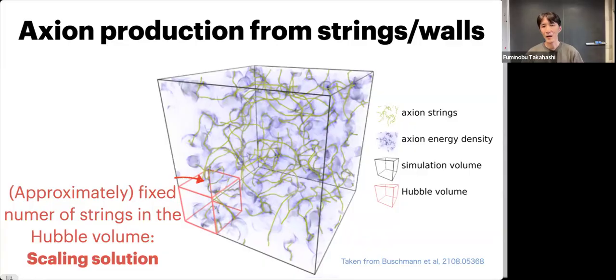Although the increase is very mild, it's just a logarithmic increase, because in the realistic situation there's a huge hierarchy in the mass scales, namely the decay constant and the axion mass. So in order to apply the numerical results to the realistic case, you have to rely on a huge extrapolation of the results. So this logarithmic increase results in a relatively large uncertainty in the prediction of the axion mass.